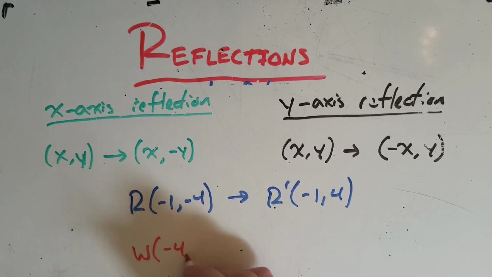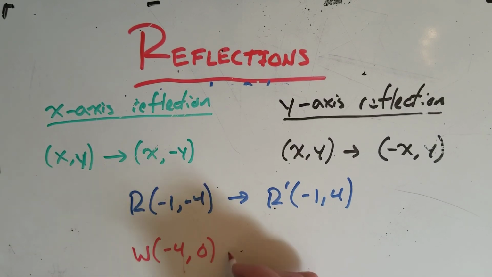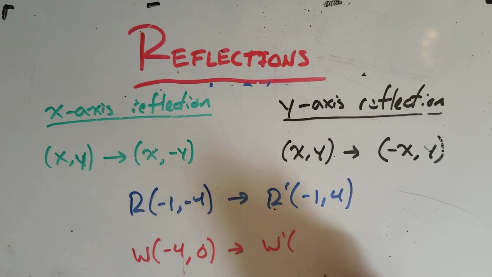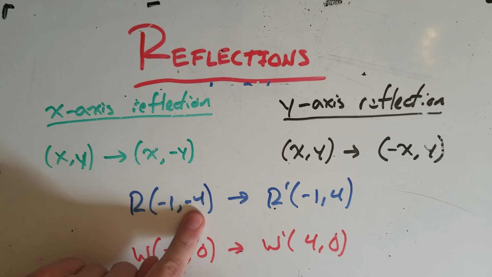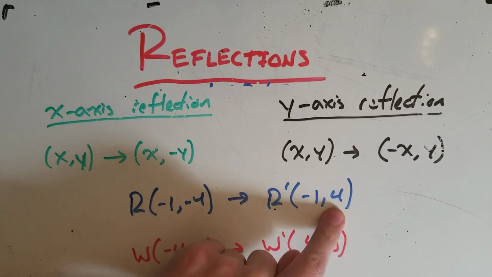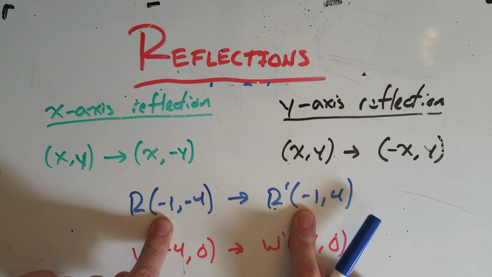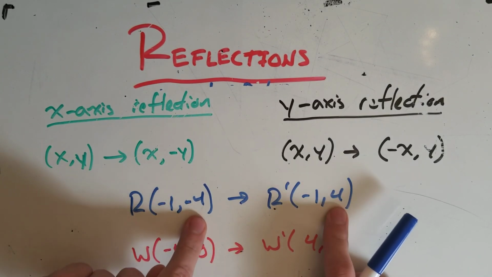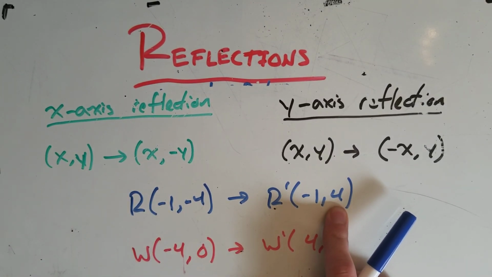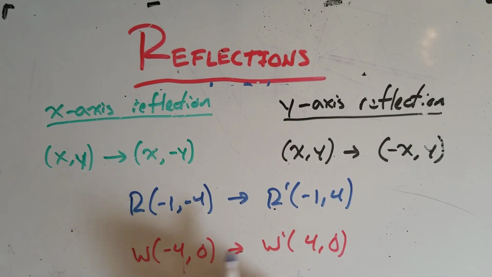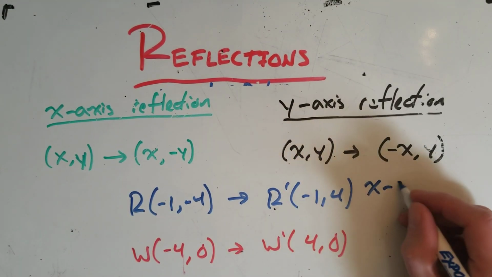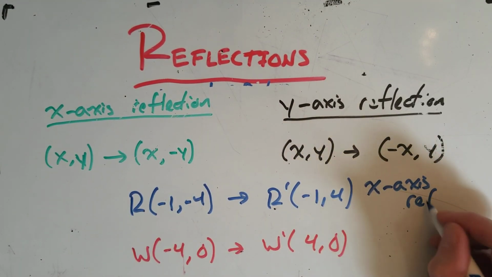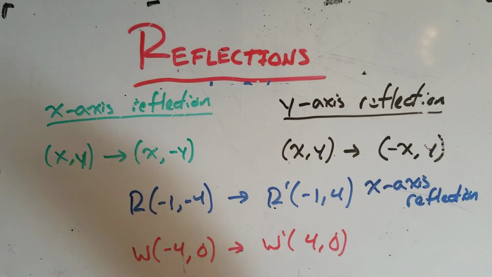So here's our next two. Our first one, we're dealing with r, that goes to r prime. So r is (-1, -4), and then r prime is (-1, 4). So comparing, your x's stay exactly the same, but your y becomes the opposite sign. That indicates you have a reflection. You just need to figure out which one. Well, x stays the same, y becomes the opposite. That's an x-axis reflection. So that's what this one is.